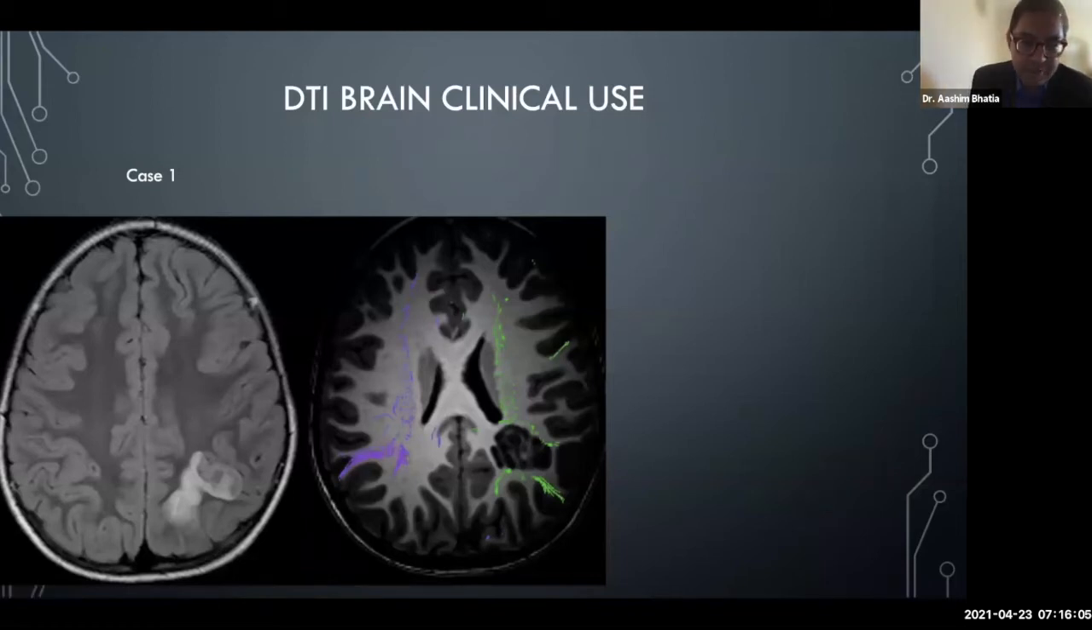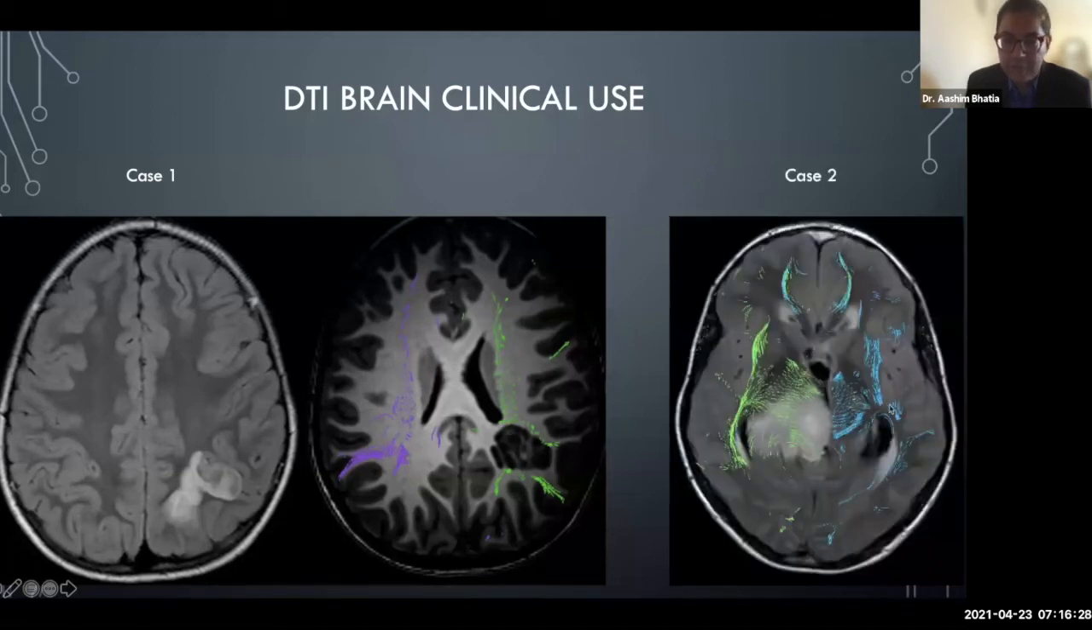Well, let's compare this first to a low-grade tumor here. This is a DNET, a bubbly lesion, has a FLAIR hyperintense sign. So this is a low-grade tumor. And a low-grade tumor is going to displace what you see here, the corticospinal tracts. So all of these green fibers here, the corticospinal tracts, are being displaced around the tumor.